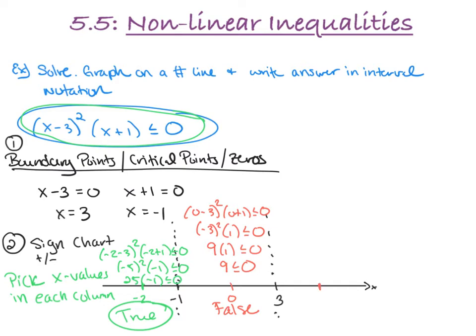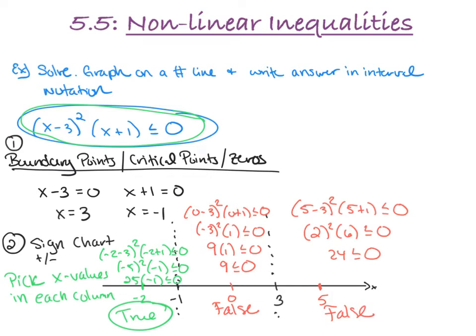Okay, and then I'll plug something in over here like, I don't know, 5. So 5 minus 3 squared, 5 plus 1 less than or equal to 0. That's 2 squared times 6, which would be 24. That is also false.